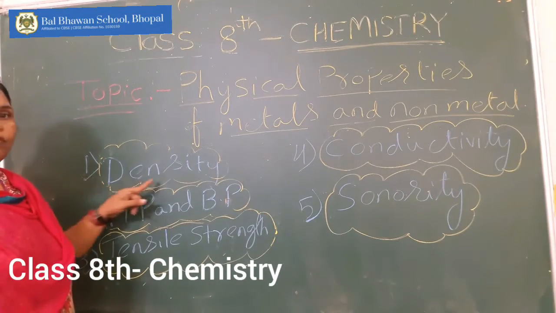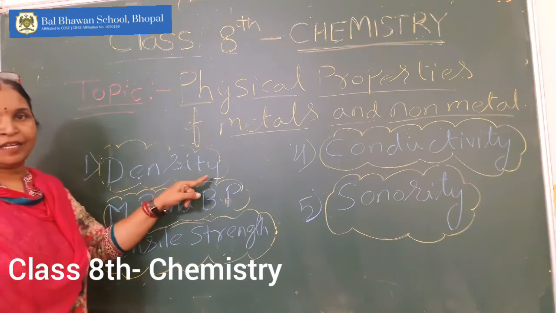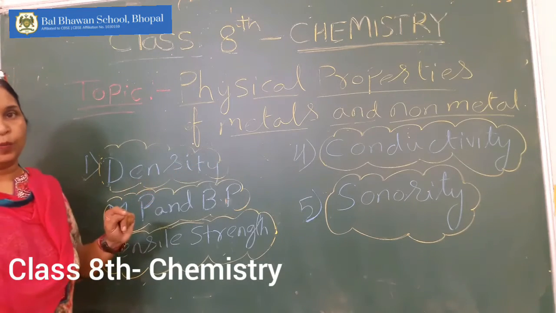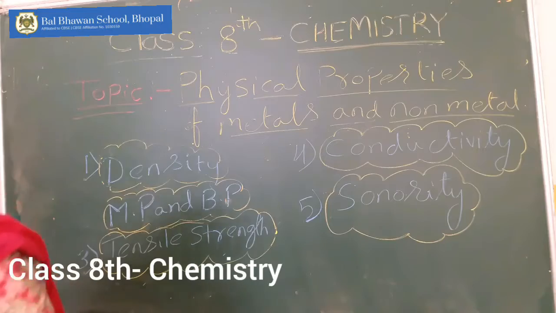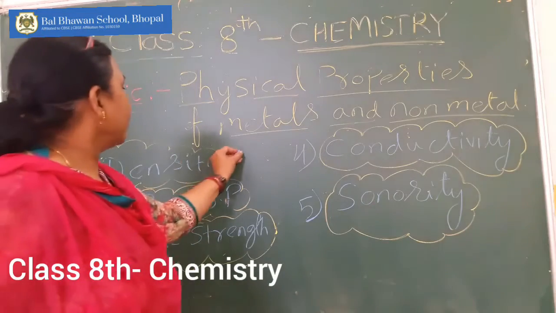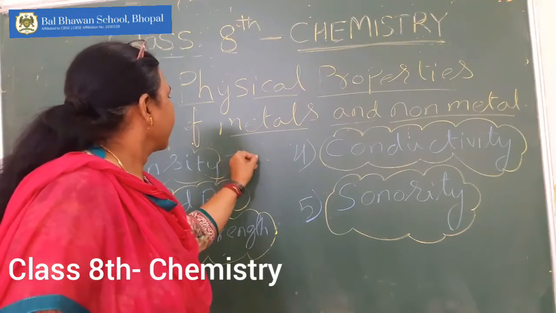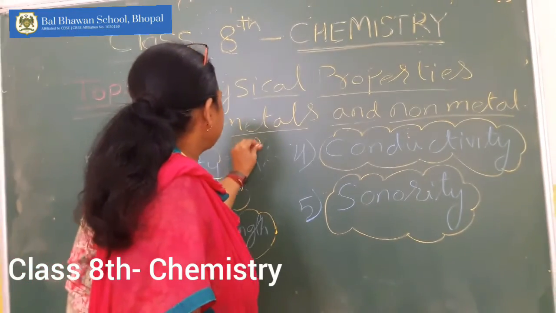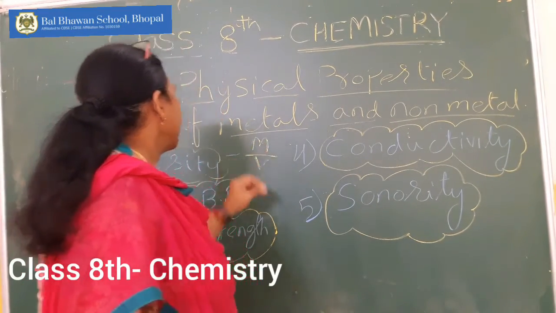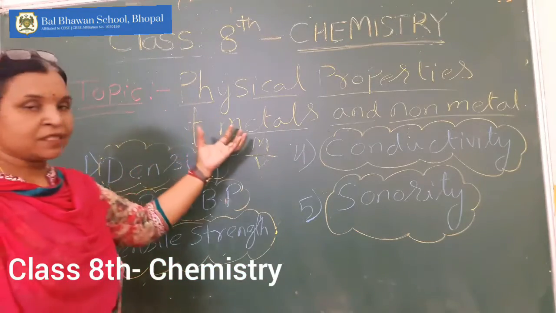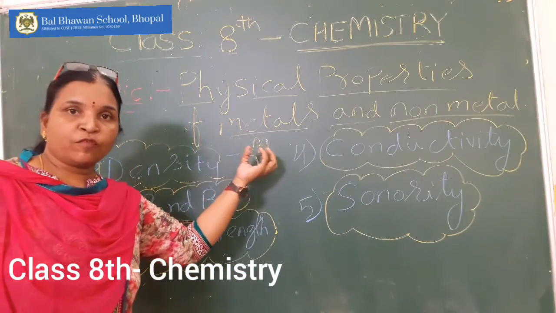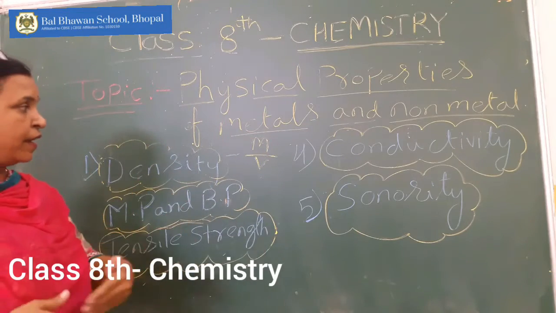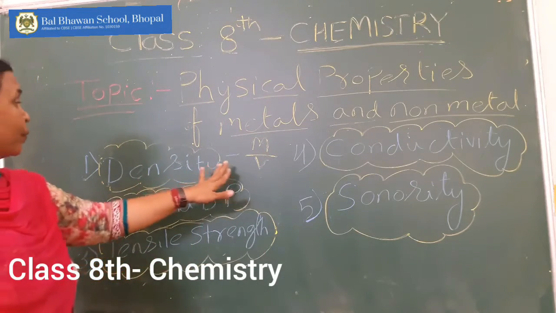Density. What does this word mean? Density is mass upon volume. Mass upon volume means m upon v. This m upon v means mass, that is measured in terms of grams, and volume, as you all know, length, breadth and height included.